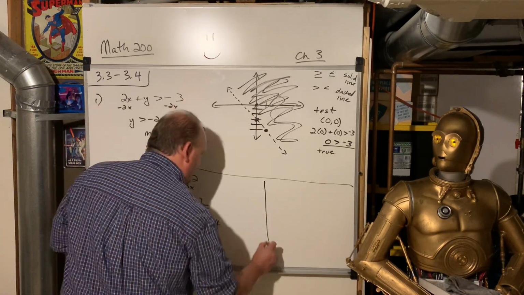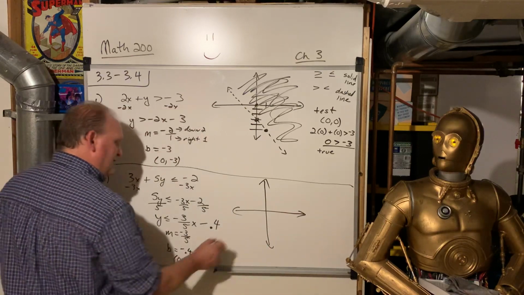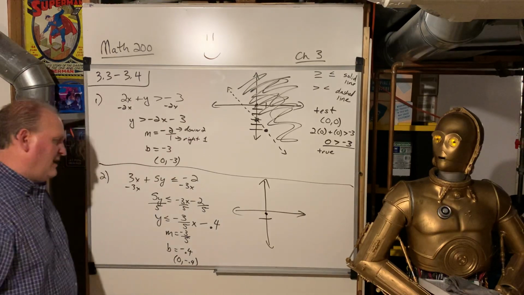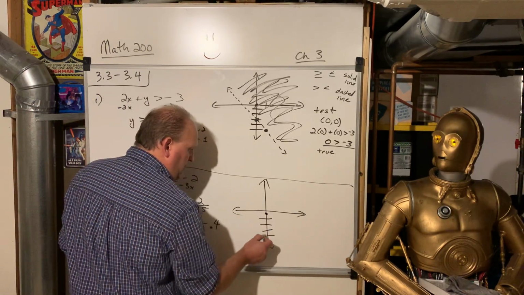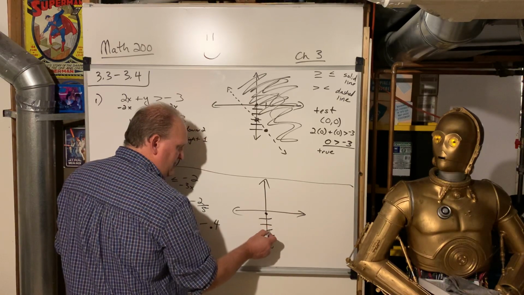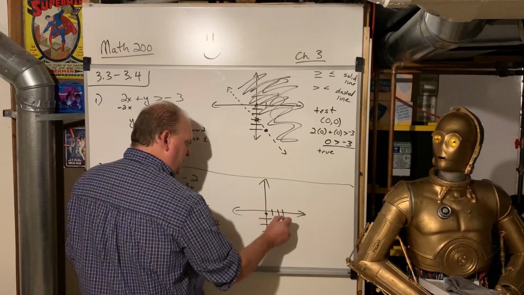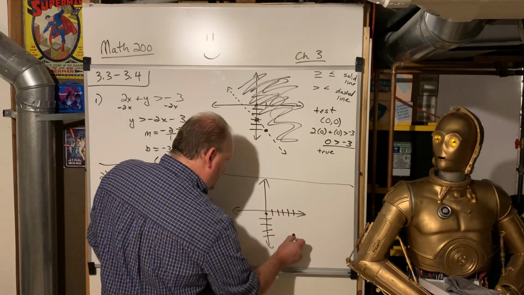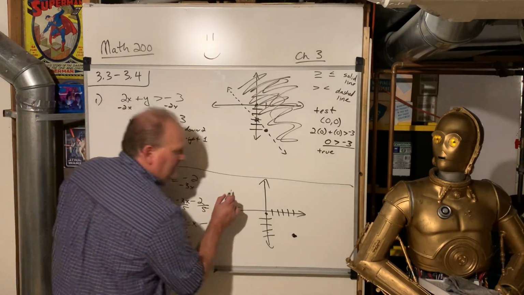So let's graph this line. We're right there, not quite halfway down. And then from that point, down 3, so down 1, 2, 3, and then over 5. 1, 2, 3, 4, 5. So down 3 and over 5, somewhere in that neighborhood. And then solid line.